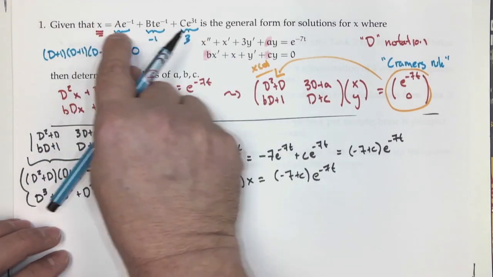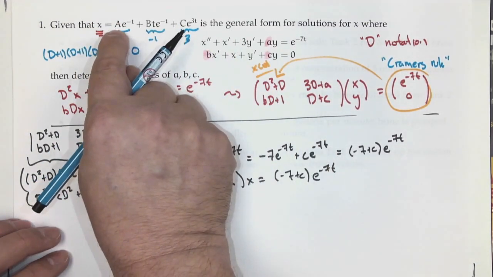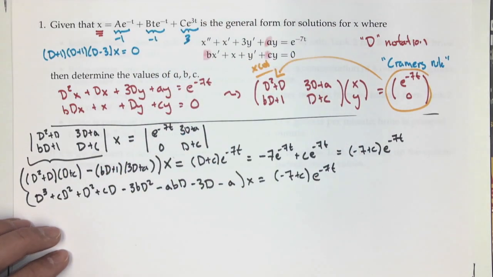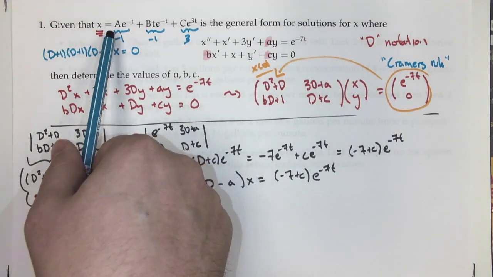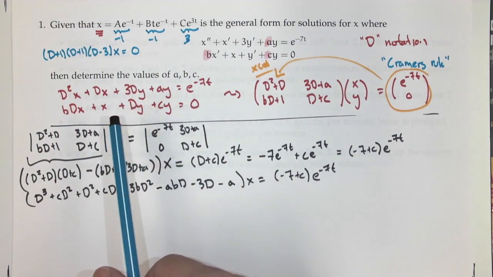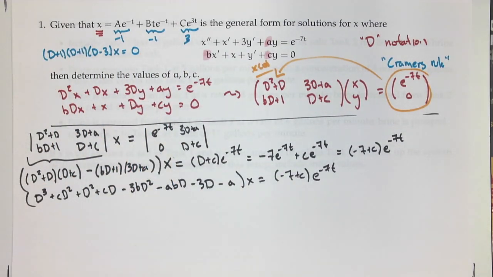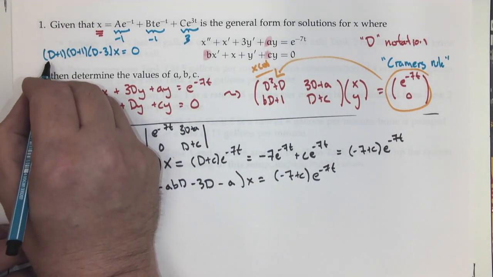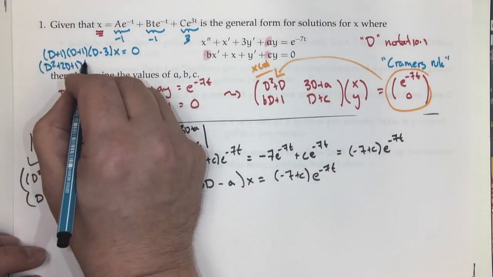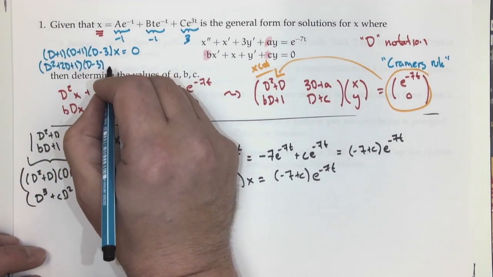Well, notice these are all just constant times functions. There's no extra superfluous piece. There's no part that doesn't have a constant attached to it. So in particular, you could assume that all the constants were 0. And then a solution would have to be x equals 0. Okay. So if we multiply this out, this is d squared plus 2d plus 1 times d minus 3 times x.